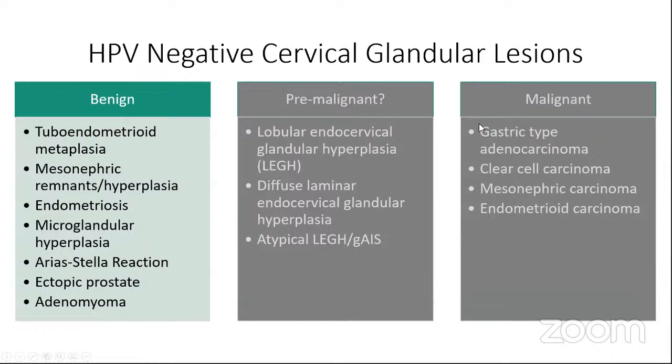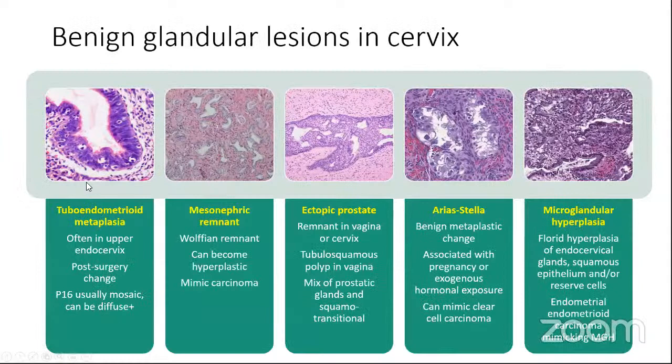So we've talked about the malignant tumors. We've gone over these pre-malignant gastric type lesions. So let's very briefly go over the benign HPV negative cervical glandular lesions. So we have tubal endometrioid metaplasia, which you're all familiar with, often occurs in the upper part of the cervix. It's a common change that you see post-surgery or post-biopsy.